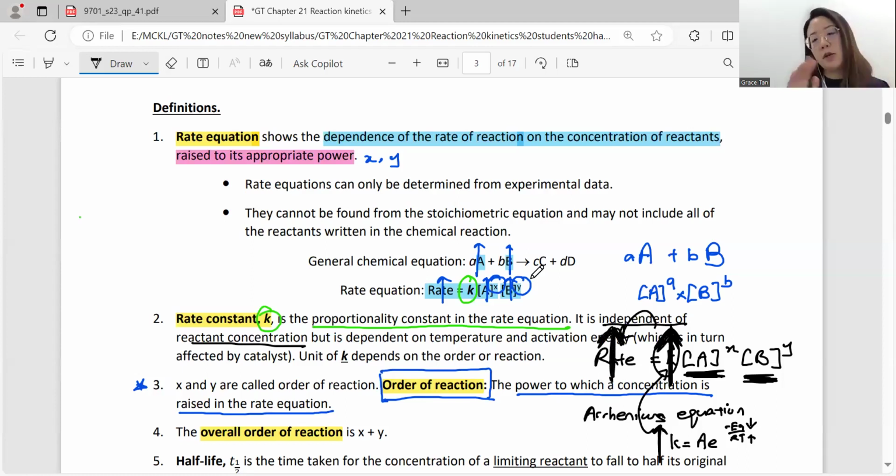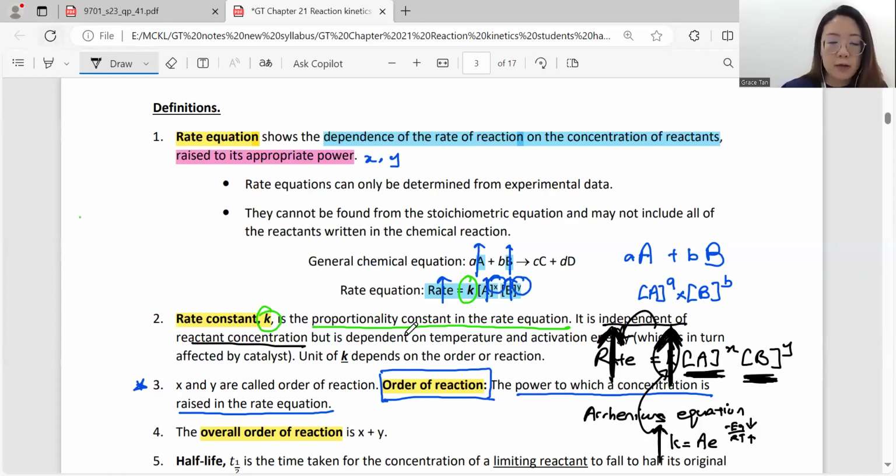Correct or not? So what you can see here is your K is dependent on the temperature in the Arrhenius equation, so actually it also has to do with activation energy. Now you know. But for the Arrhenius equation, please don't memorize the formula. I want you all to know that the K rate constant is dependent on temperature and activation energy, which eventually does affect your rate of reaction. So that is your rate constant, known as the proportionality constant in the rate equation.